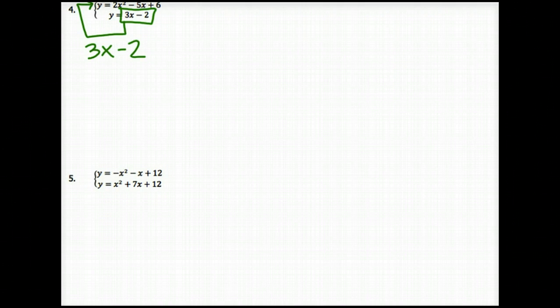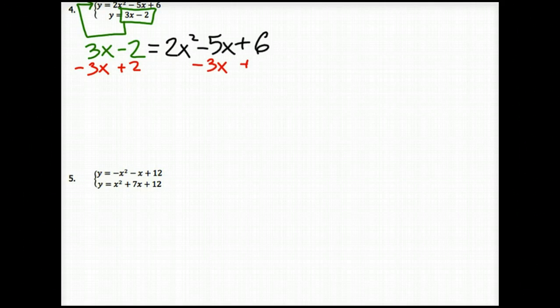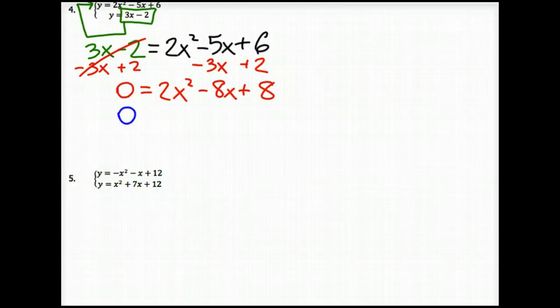3x minus 2 is equal to 2x squared minus 5x plus 6. So I'll go ahead and set this equation equal to 0. So you get 2x squared minus 8x plus 8. And then we can do some factoring. I can factor out a GCF of 2. So I get x squared minus 4x plus 4.